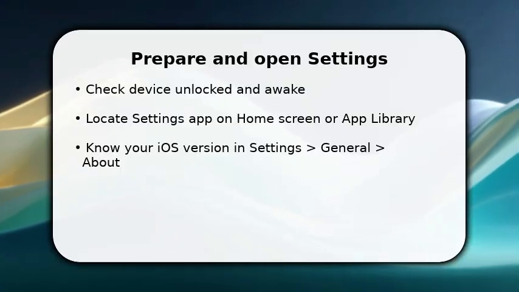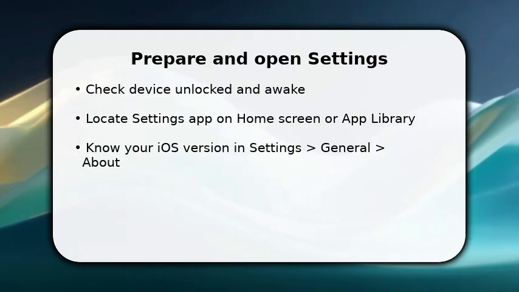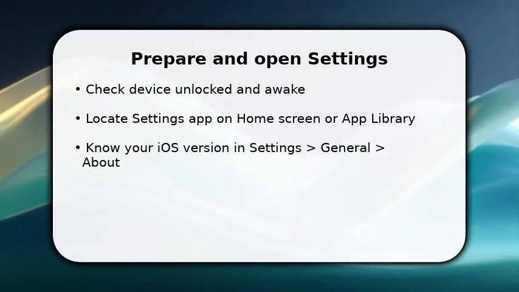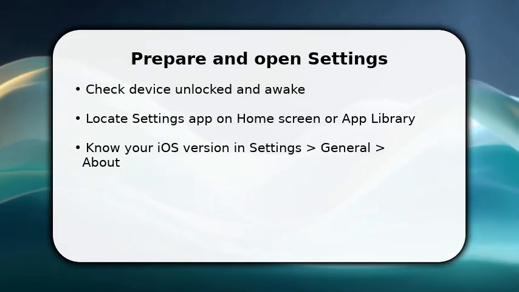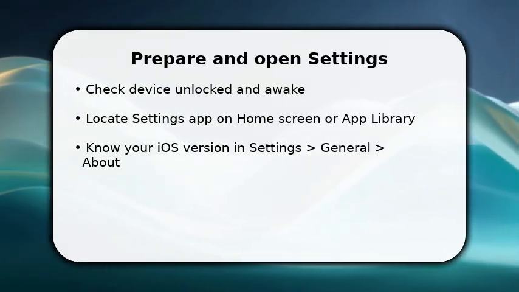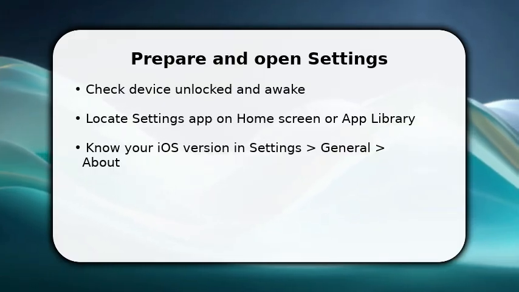You already have the iPhone in hand. Unlock it and open Settings now. You do this because Settings is the control hub. Once open, it lists Wi-Fi controls and other radios. Make sure you know your iOS version and about so terminology matches.